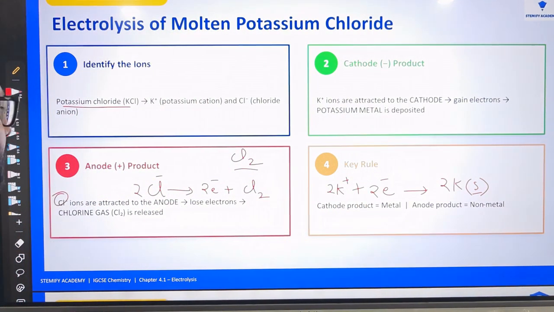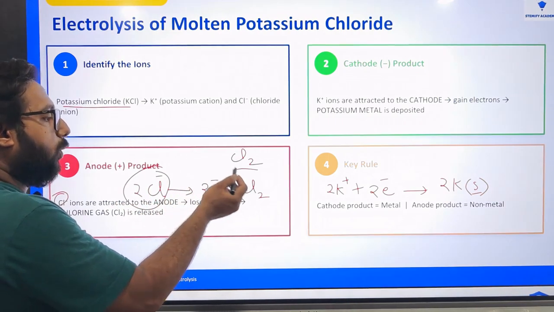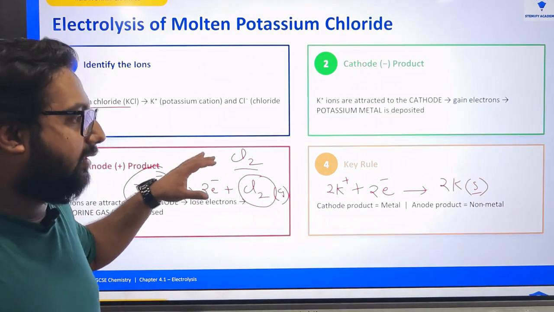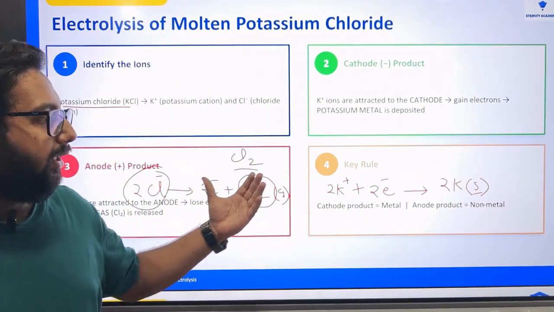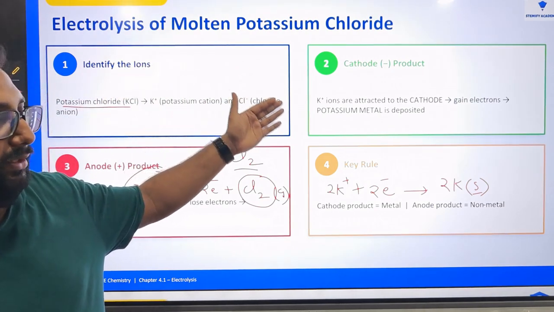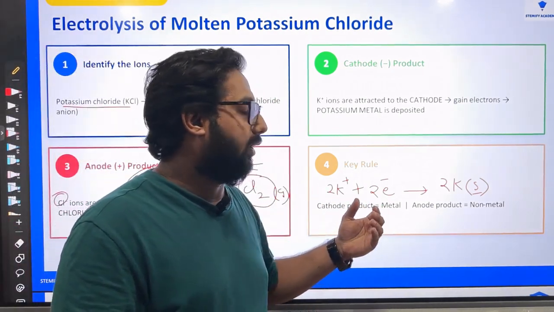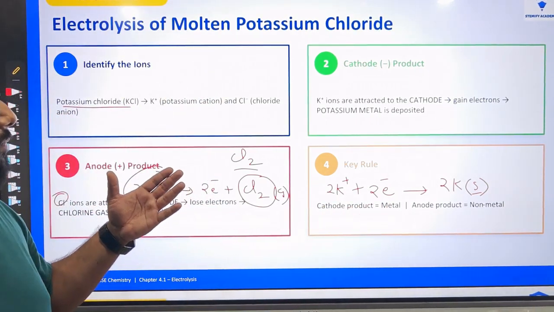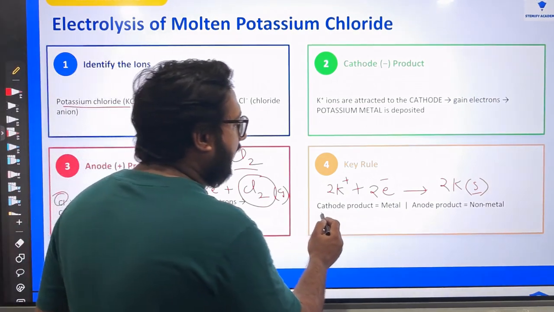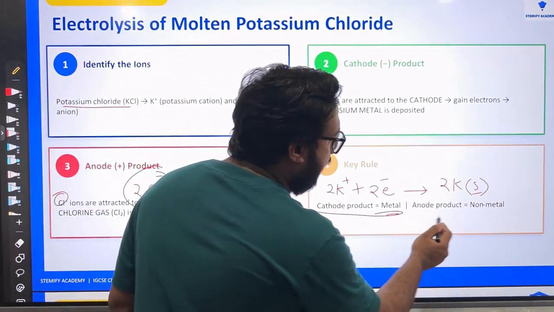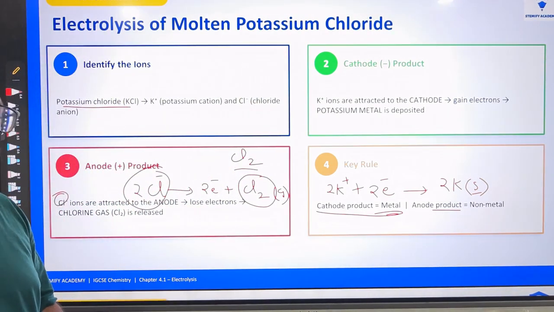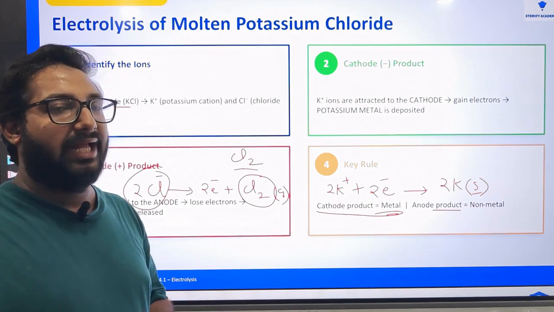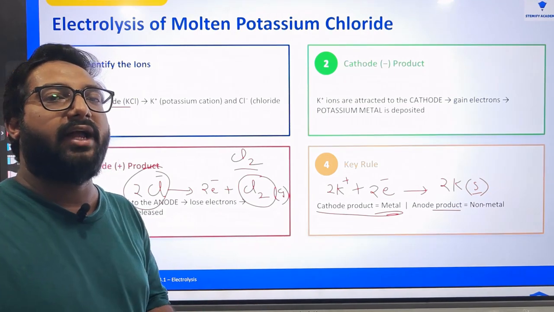What is happening here is 2 chloride ions lose 2 electrons and give us chlorine gas at the anode. These same 2 electrons are accepted at the cathode. That means the potassium ions accept the 2 electrons and become potassium solid, which is obtained at the cathode. Generally, at the cathode metal is obtained, and at the anode non-metal is obtained. This is how the electrolysis of molten compounds happens, and this is how you write the half ionic equation.